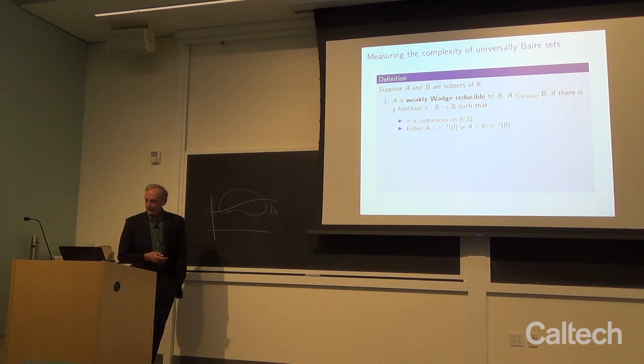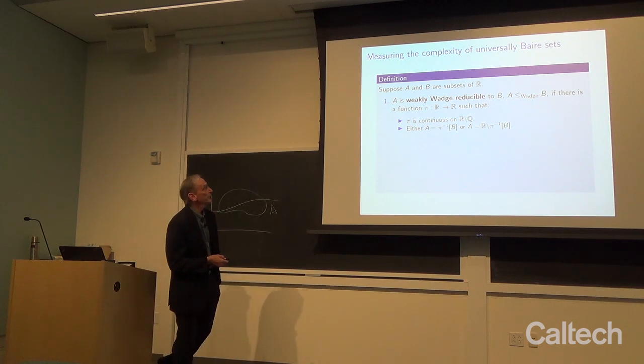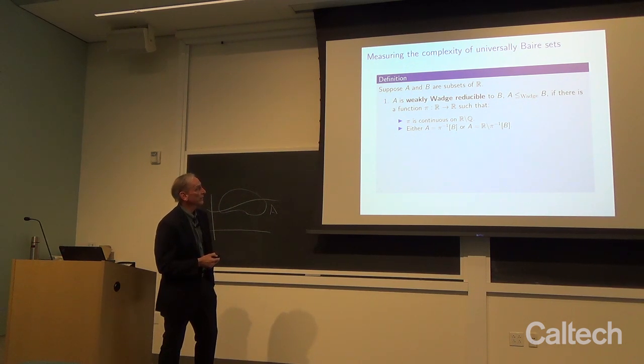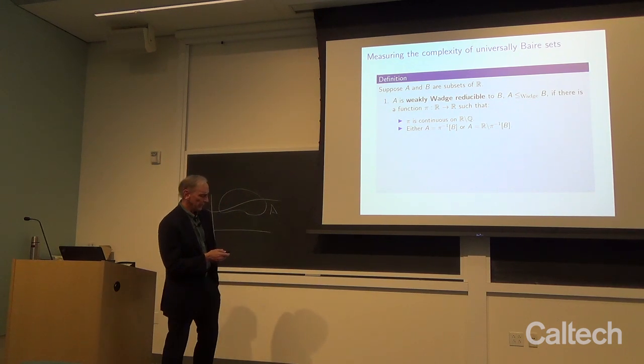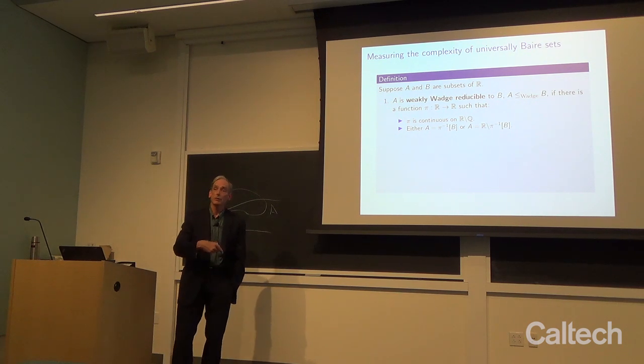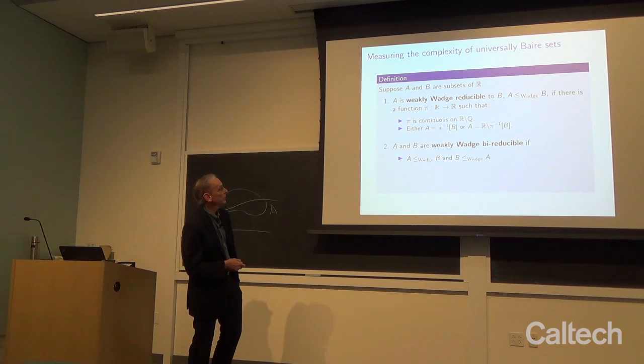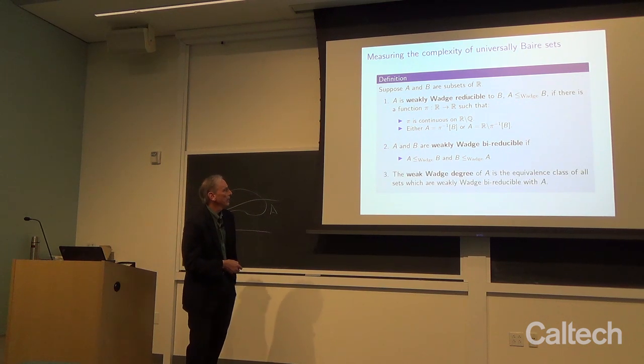So I want to talk about measuring the complexity of the universally Baire sets to motivate how we're going to use them. I'm now changing a standard definition slightly just to make things a little easier. If A and B are subsets of a Euclidean line, we'll say A is weakly Wadge reducible to B if there's a continuous function on the irrationals such that either A is the preimage of B or it's the complement of the preimage of B. So the idea here is that if you know B, modulo that function, which has only a countable amount of information in it because it's continuous on the irrationals, you can compute A. It's a complexity notion. We'll say that A and B are weakly bi-reducible if each is weakly Wadge reducible to the other. This is an equivalence relation, and so we can take the equivalence classes.